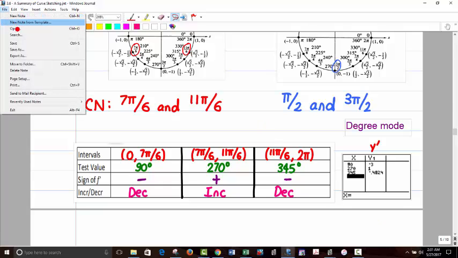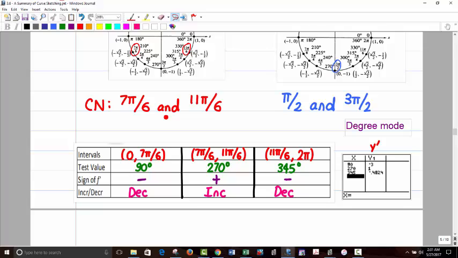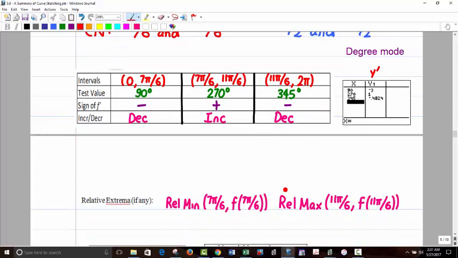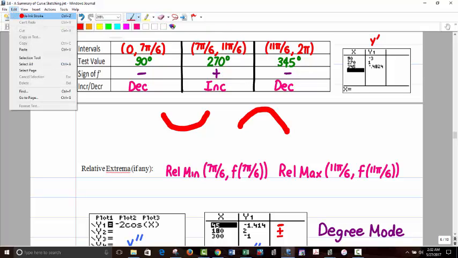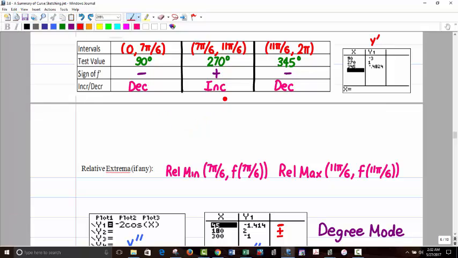So I just put some appropriate degree measures here between those 2 critical numbers: degrees 90, 270, 345. I got minus, plus, minus. So I have decrease, increase, decrease. That means we'll have 2 extrema. A relative min, where it goes from decrease to increase. It's going down, then up, then down, like that. And then we'll have a relative max at the increase to decrease at 11 pi over 6, f of 11 pi over 6.